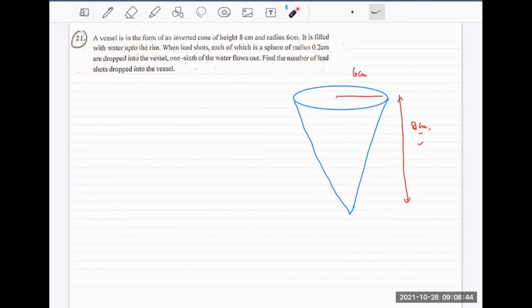Okay, first of all, let's try to know how much water this vessel can hold. This vessel, how much water can it hold? Okay, that means we need to find out what? We need to find out volume. So for the cone, this is the solution.